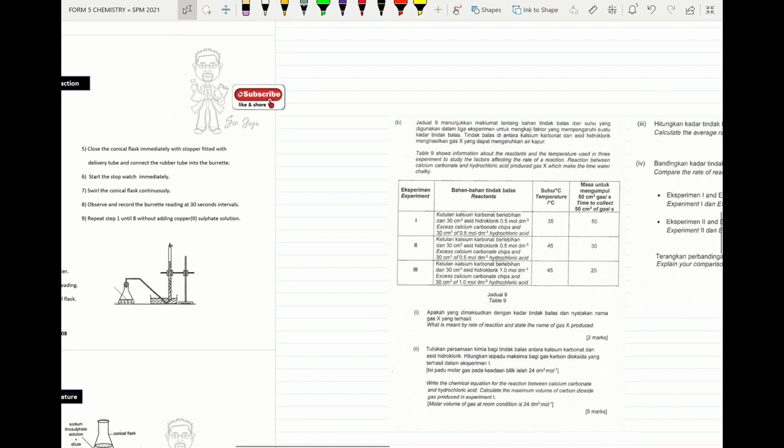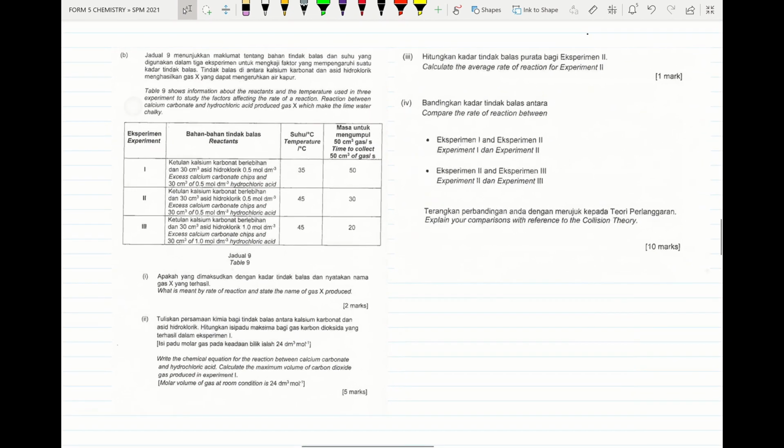All right, we move on to the next part. Look at this question. So we try to do this question. Experiment 1: Table 9 shows the information about the reactant and the temperature used to study the factors that are affecting the rate. When they put factor, there is more than one factor.